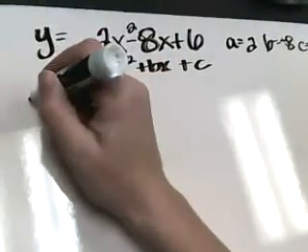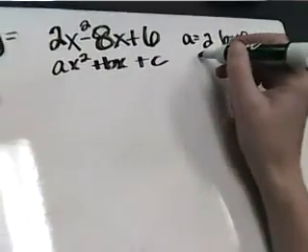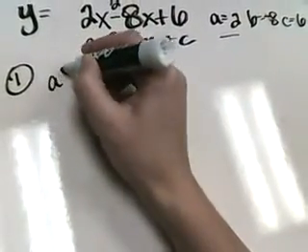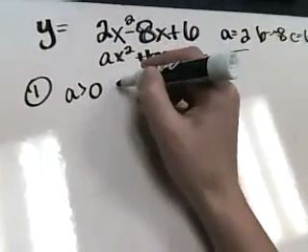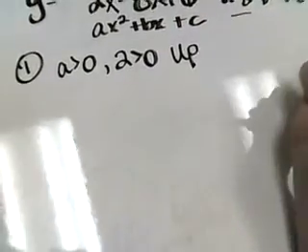Okay, so now if I go through my steps, the first step is, does it open up or down? And in our notes it says if a, which is 2 in our case, is greater than 0, it opens up. So a is greater than 0, 2 is greater than 0, so it opens up.